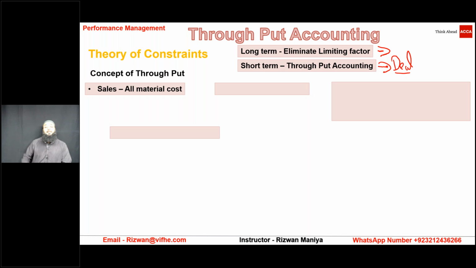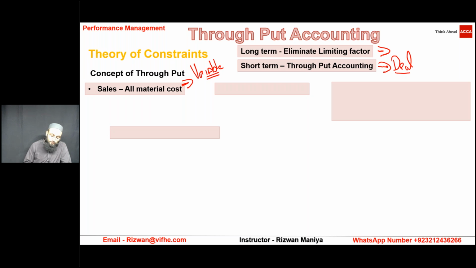Concept number one: in throughput, sales minus all material cost is throughput, and according to throughput, material is the only variable cost. Let me tell you quickly, throughput has a clash with marginal costing. If you want to know what marginal costing is, it's contribution based, and in marginal costing, sales minus all variable cost is contribution. Marginal costing used to treat every cost, like material, labor, variable production overheads, and variable non-production overheads, as a variable cost, but throughput is a very short-term technique, even more short-term than marginal costing. So according to throughput, material is the only variable cost.